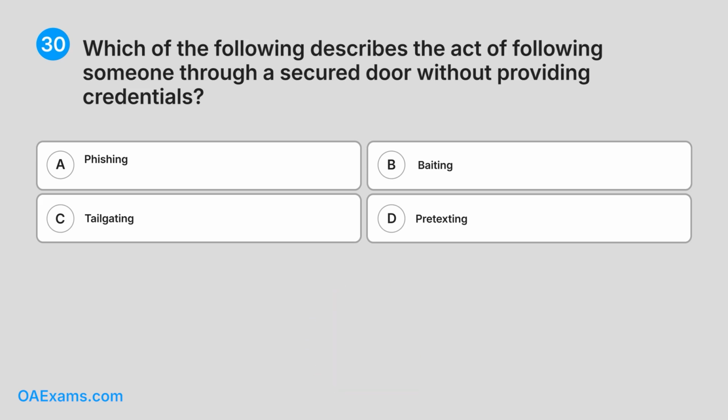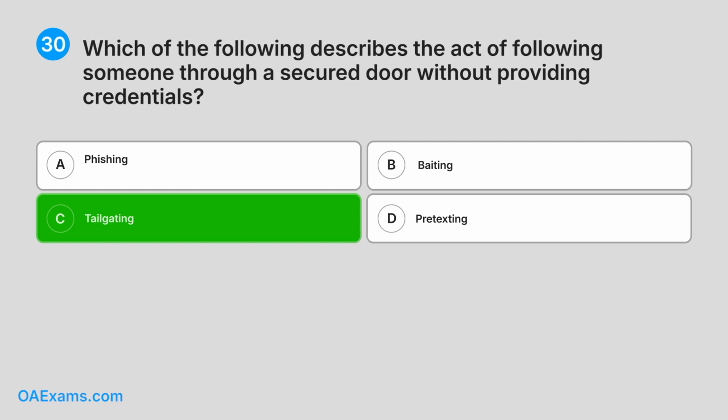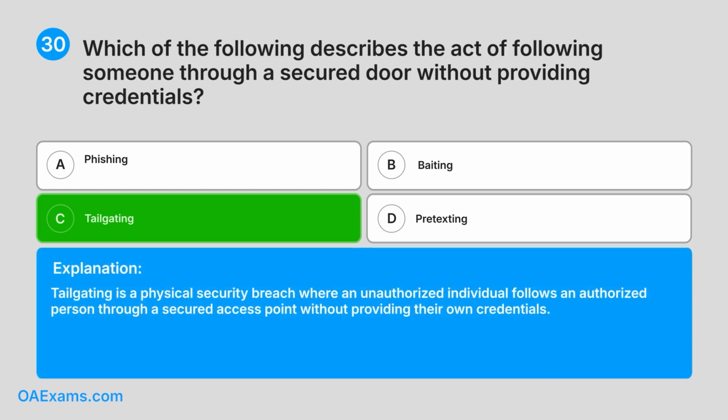Correct answer, C. Tailgating. Explanation. Tailgating is a physical security breach where an unauthorized individual follows an authorized person through a secured access point without providing their own credentials.